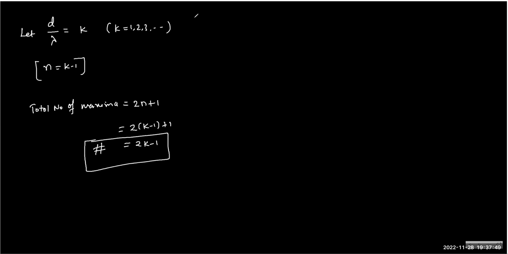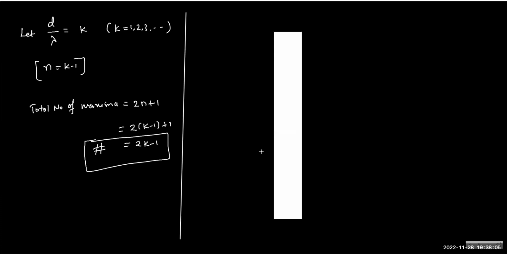I hope this is clear. Now, between every maxima, we have a minima. So the count of minima cannot exceed that. It is going to be the same.